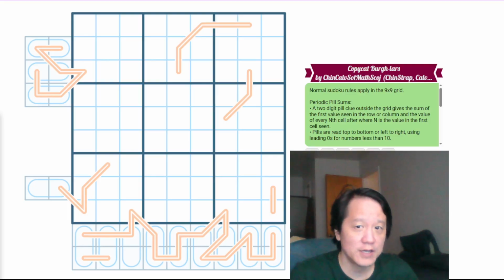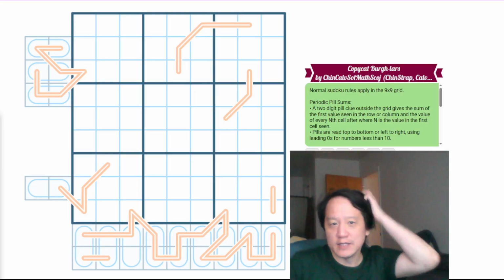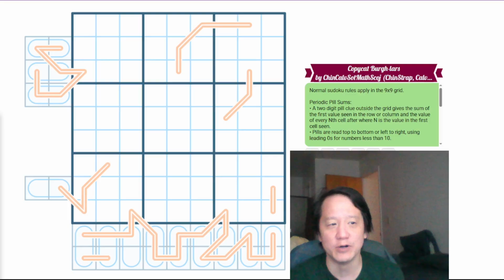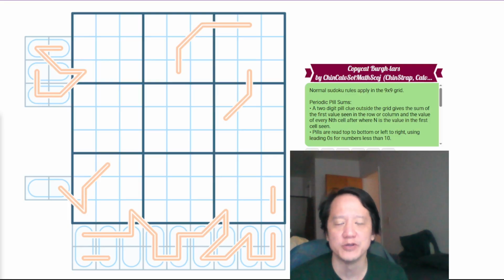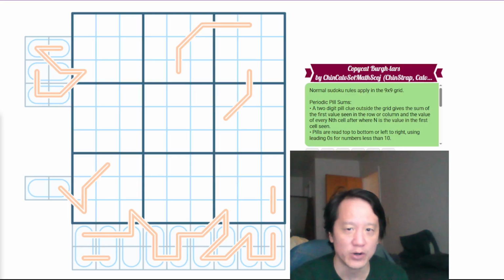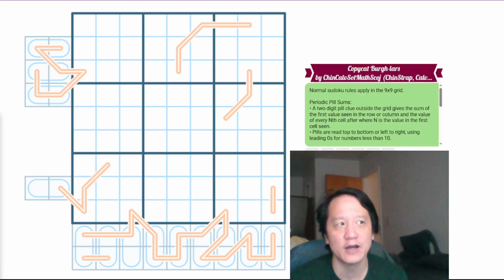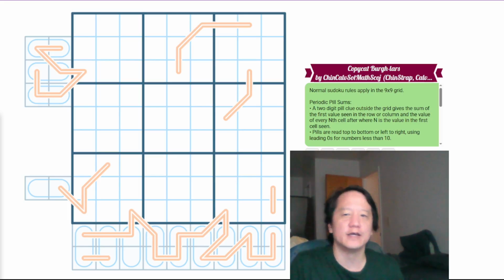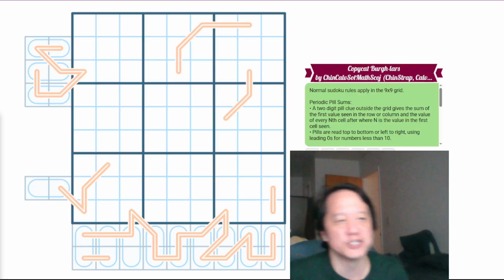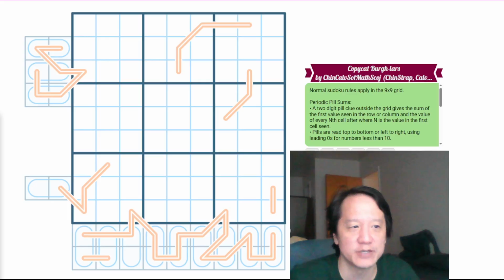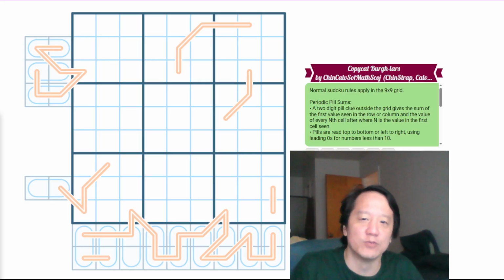It's called Copycat Burgh-lars, and it's by Chinstrap, Calvin Ball, Sotir, MathGuy12, I believe it is, and Skojo. These are pretty well-known setters in the community, and they made a collaboration and created this puzzle. So let's continue with the rules.